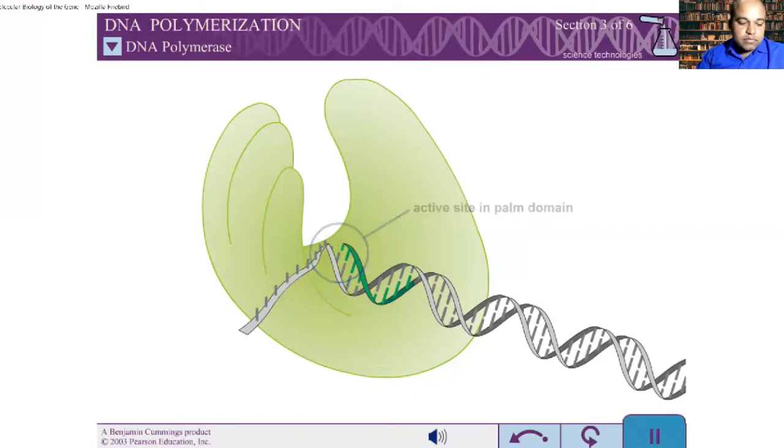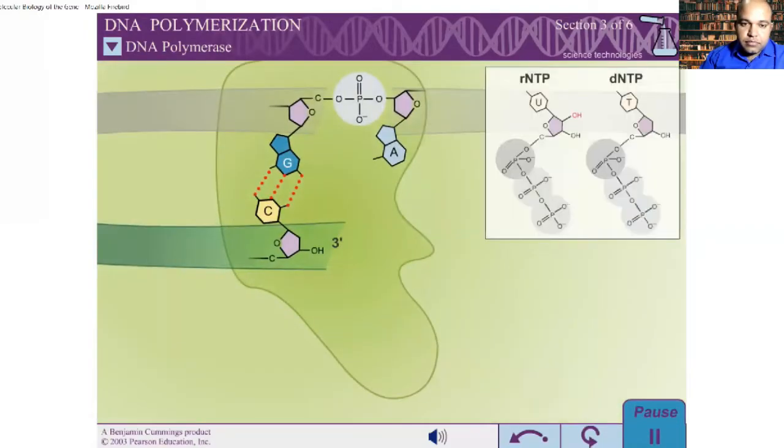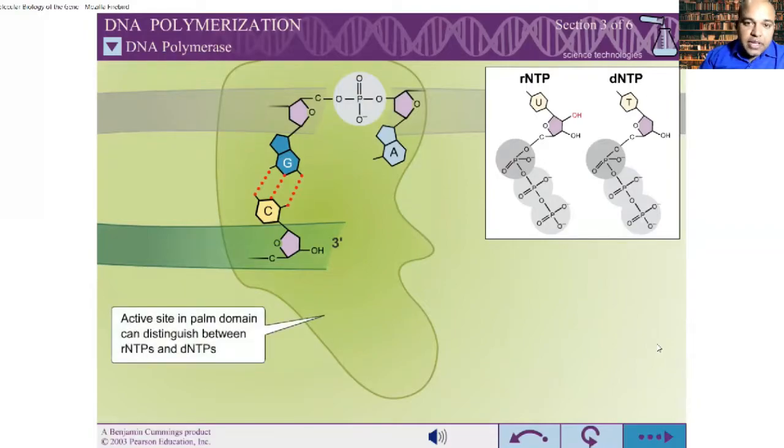The active site of DNA polymerase is able to distinguish between RNTPs and DNTPs. Now, you might be thinking, sir, how to differentiate between the nucleotide triphosphate and deoxynucleotide triphosphate? The DNA polymerase itself has its active site designed in such a manner that it will only allow the deoxynucleotide triphosphate to bind. Deoxyribonucleotide triphosphate only can bind.